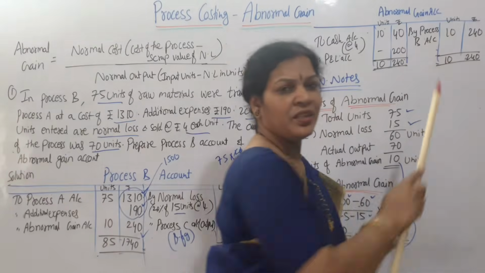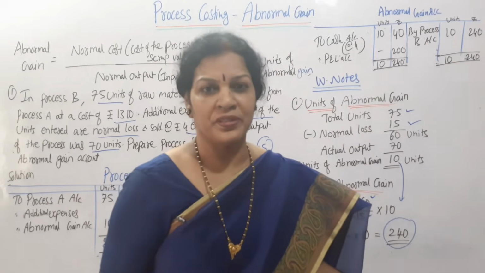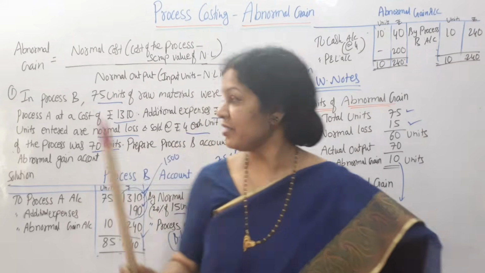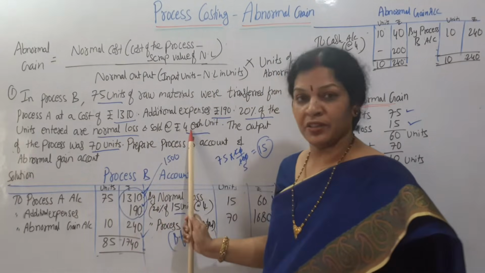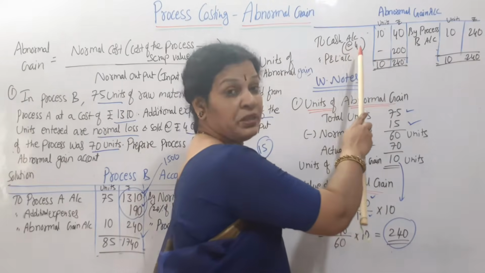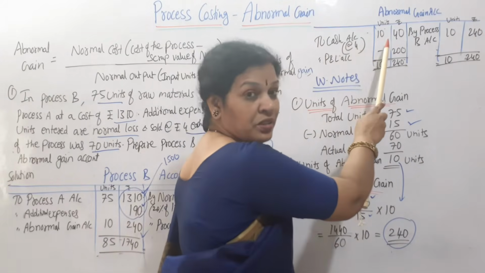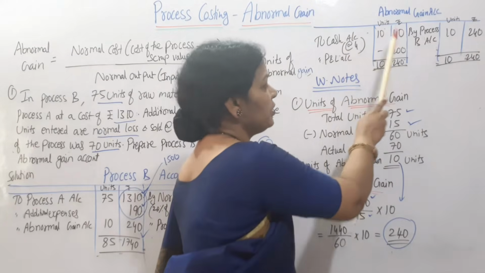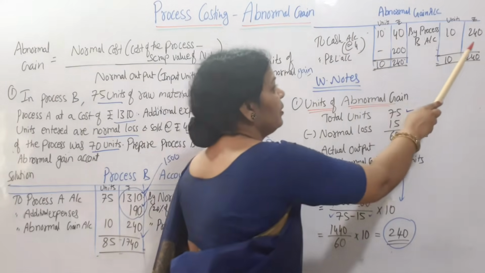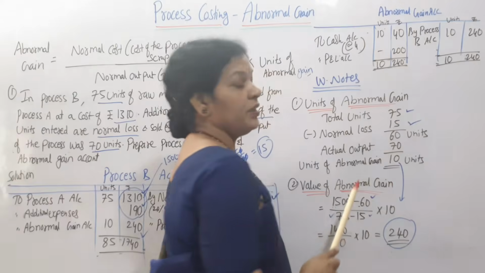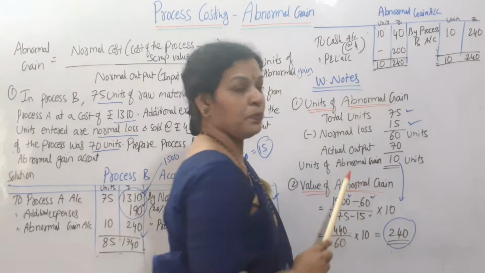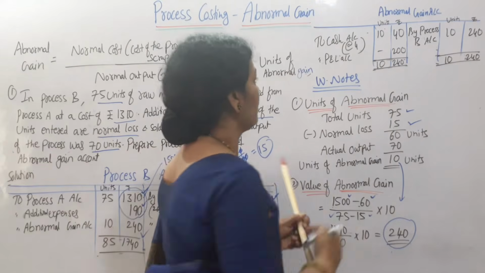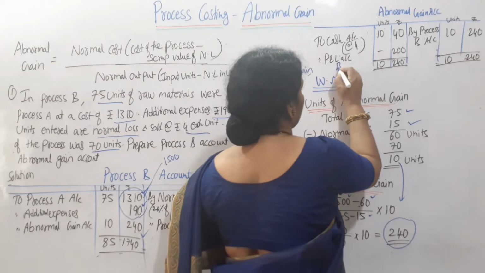This one you are selling at the rate of 4 rupees each. With the normal loss, abnormal gain, anything, scrap value is 4 rupees, right? So we are writing on the debit side, cash account, 10 units. Same 10 units you will write at the rate of 4 rupees. So it is 40 rupees. 240 minus 40 comes to 200 rupees. 200 rupees transferring to the profit and loss account. This is the balancing figure.